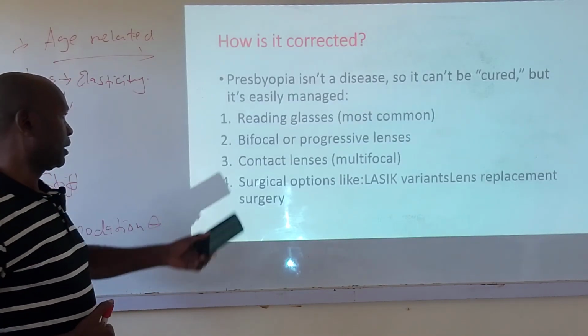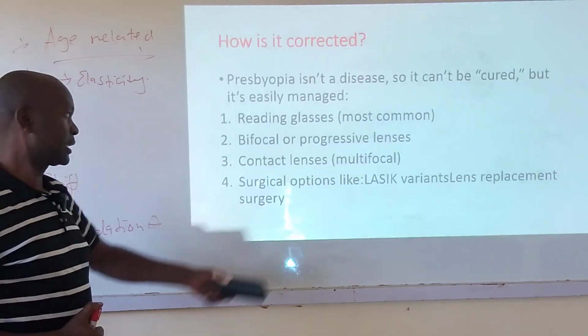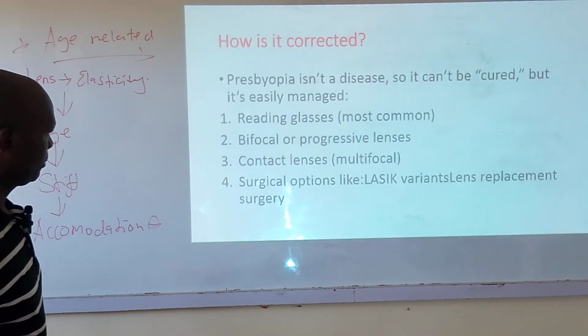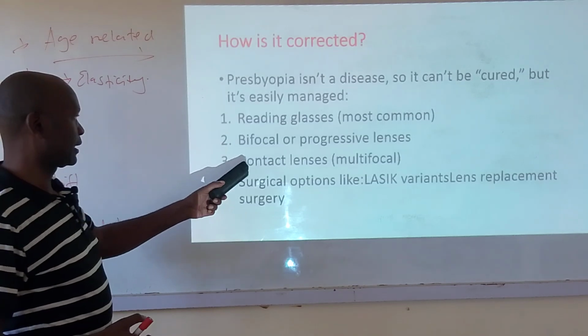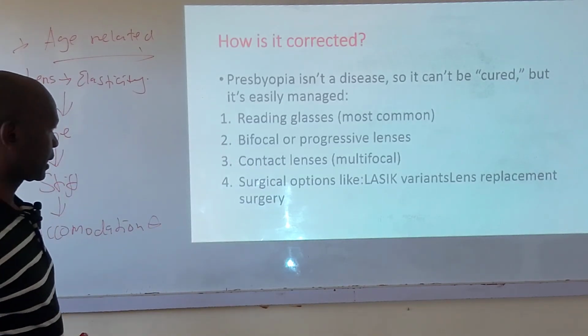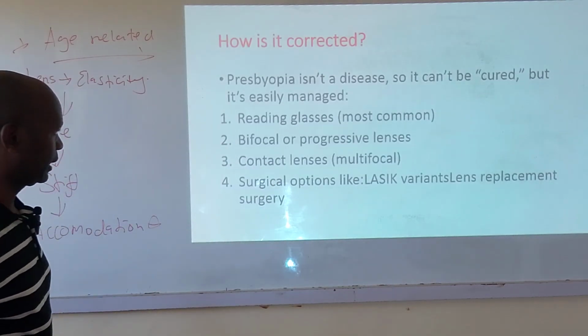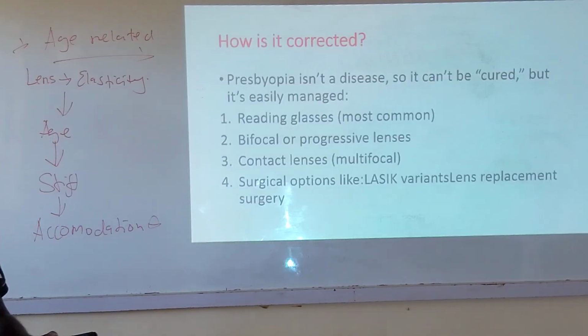So it is normally corrected by using reading glasses, which are mostly prescribed, and they can be bifocal or progressive lens. They can also use contact lens that are attached on the cornea, or even surgical options.